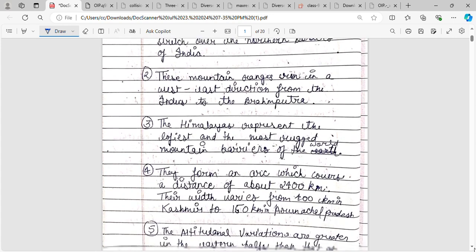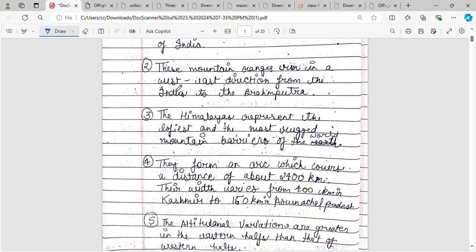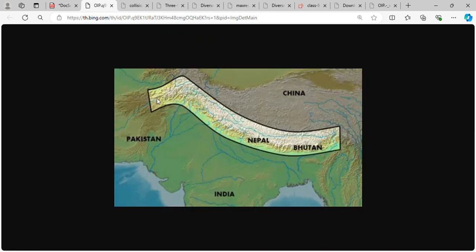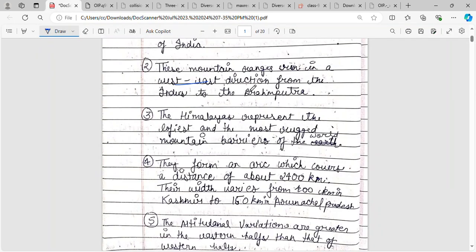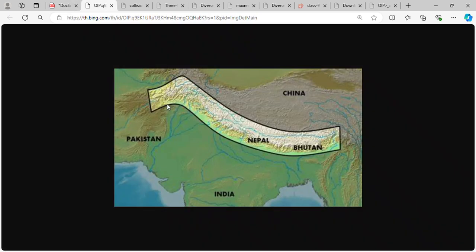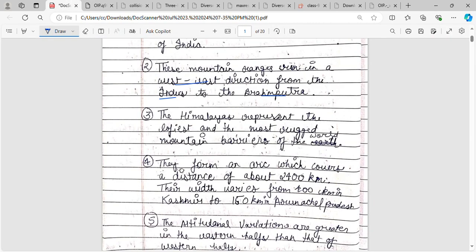These mountain ranges run in a west to east direction. You just saw that they run west to east from the Indus to the Brahmaputra. Here the Indus and Brahmaputra rivers are not clearly marked, but you can still see the rivers, right? They are light, but visible. So they run from the Indus to the Brahmaputra.